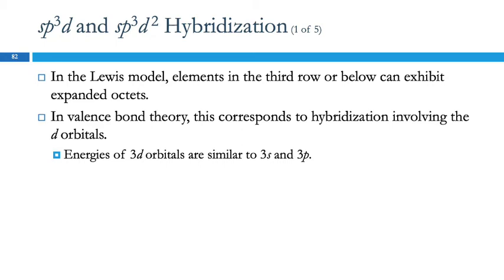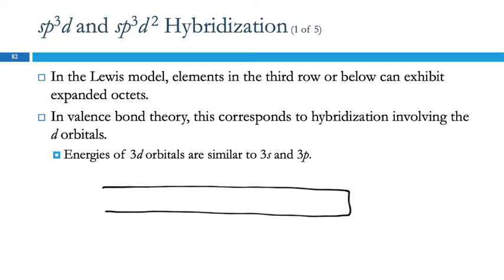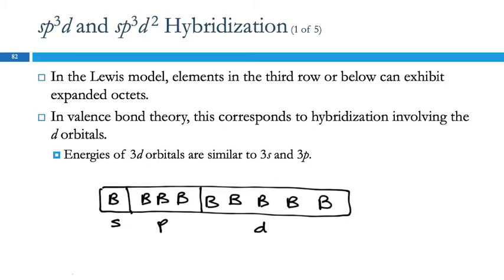We learned about expanded octets, right? We learned that elements in period 3 or larger can do that. In valence bond theory, this corresponds to getting the d orbitals involved. So we have an S room, a P room, and the D room. This has one bed. This has 3 beds. This has 5 beds. These are walls.